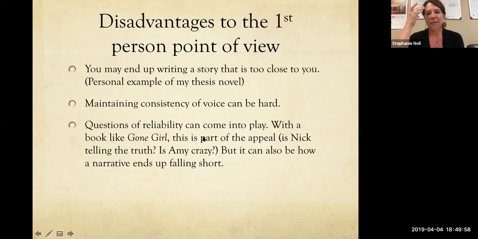Okay. Here are some disadvantages to the first person point of view. You could end up writing a story that's too close to you. And I want to offer an example.